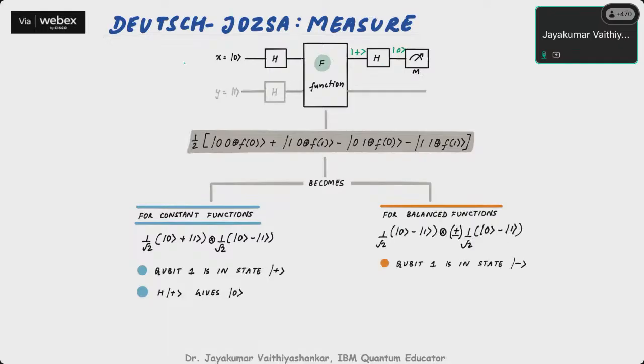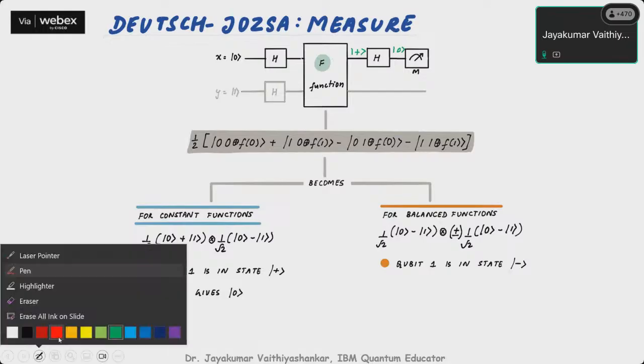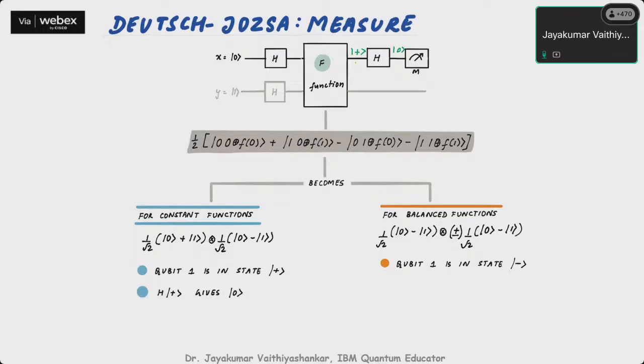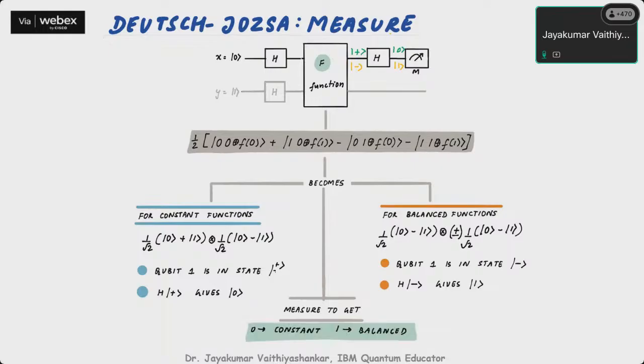For balanced, I'll choose the same color. For balanced, it will go to the negative state. From negative, if you apply the Hadamard gate, it will go to state 1. From state 1, if you do measurement, either you will get 0 or 1 based upon your function.